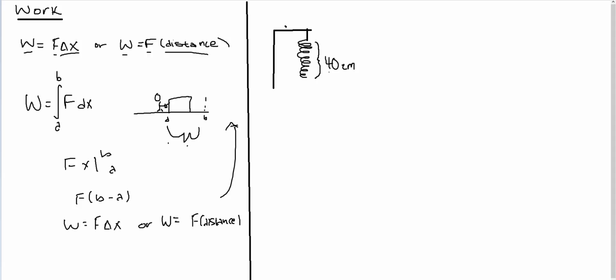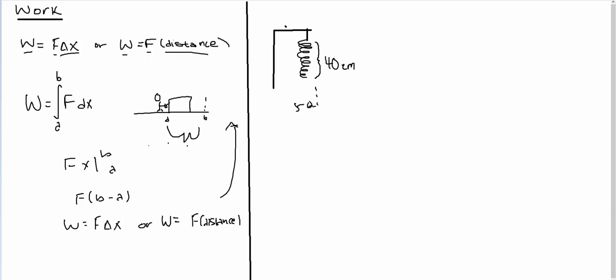So let's say we had a spring that naturally stretches to 40 centimeters, and we wanted to place a weight on the bottom, a 30 Newton weight, to stretch it from 40 centimeters to, we'll say, about 50 centimeters. And if we wanted to do that, we would want to find the force required to move it from 40 to 50. So a 30 Newton force is required to stretch it from 40 to 50, but we want to see what the work is done on the spring.